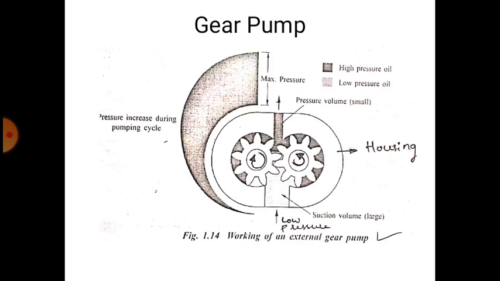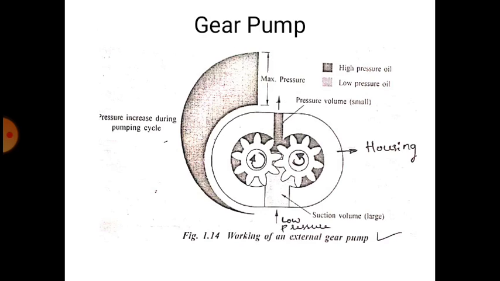The housing is there. Inside the housing there are two gears. The low pressure side is connected to the reservoir through pipes, and the pressure side, the small volume side, is connected to the system, and the oil is flowing towards the actuator. The oil which is discharged by the pump moves towards the actuator to do the work. To do the work, high pressure is required, and high pressure is created by this pump.